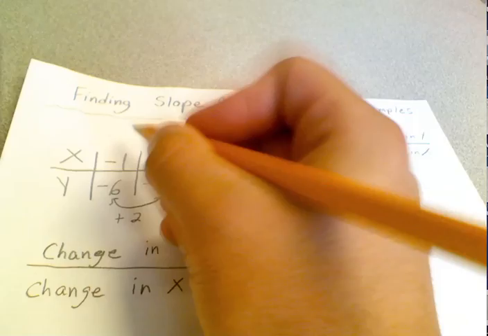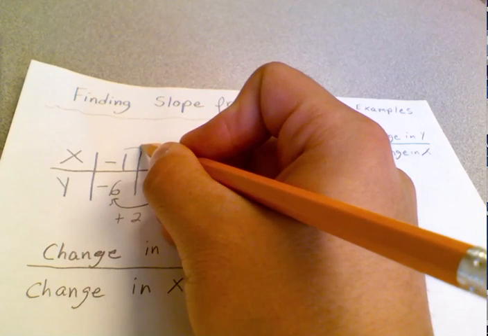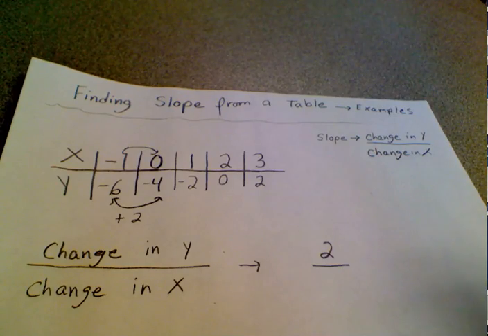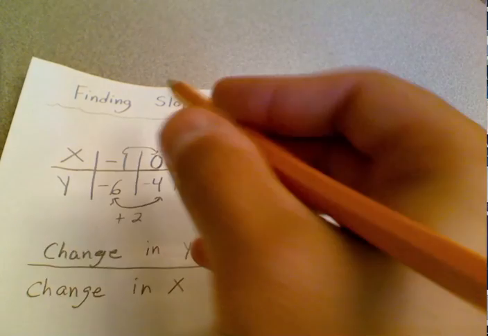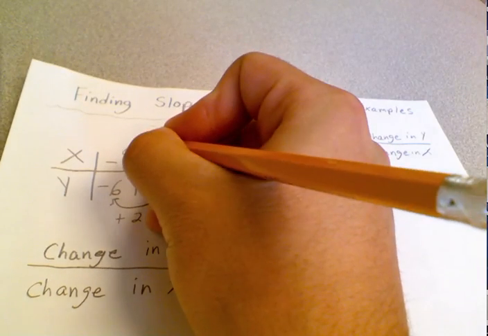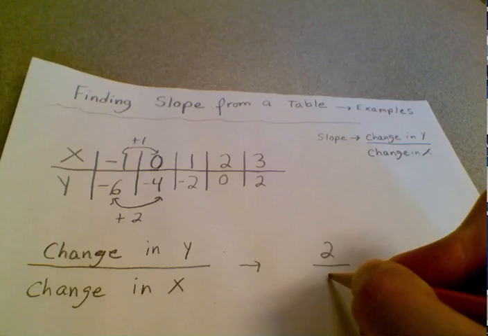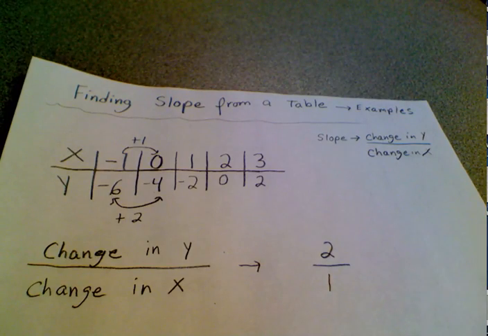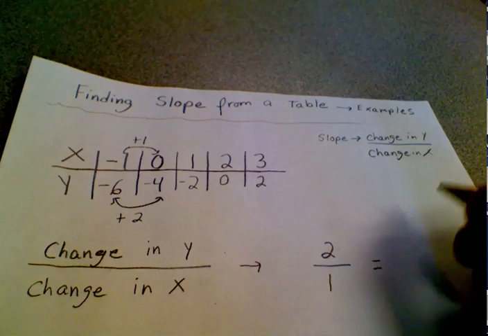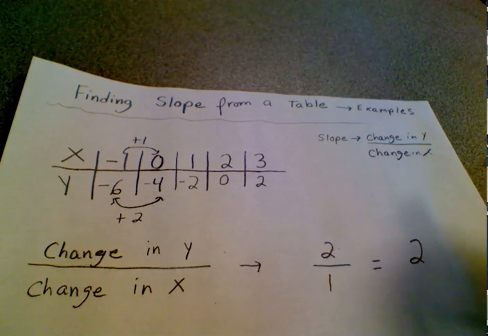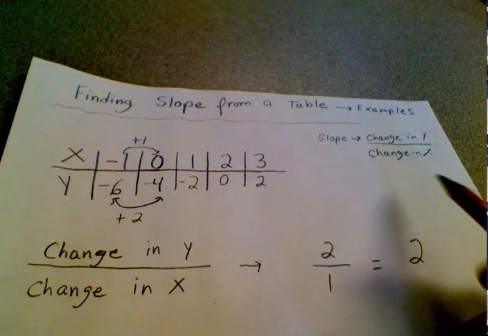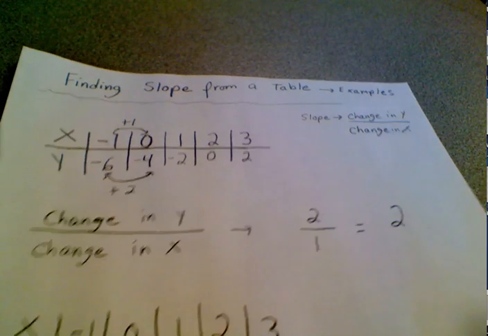Now I'm going to do the same thing for x, and I'm going to pick the point -1 and the point 0 for x and analyze how that's changing. Again, from left to right, I see that from -1 to 0 is increasing by 1, or changing by +1. So now the bottom number of my fraction is 1. And now I just need to solve. Well, I know 2 divided by 1 is 2, so therefore my slope of this table is 2, after using the change in y divided by the change in x.